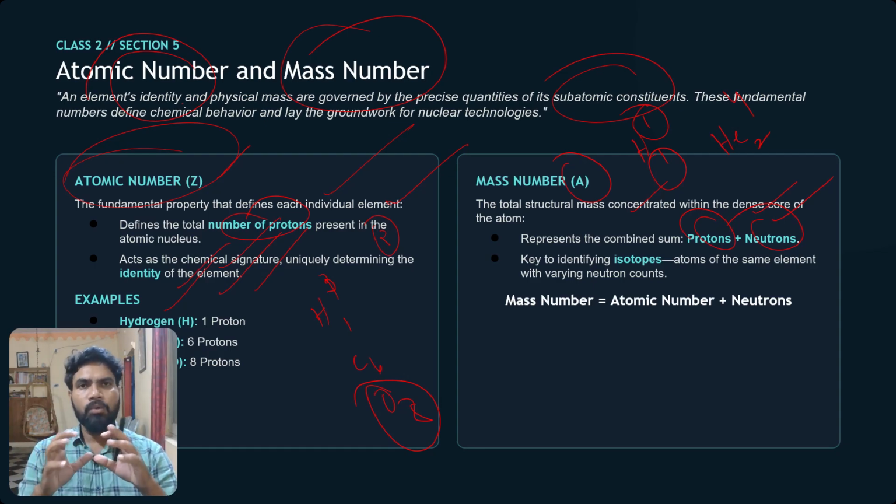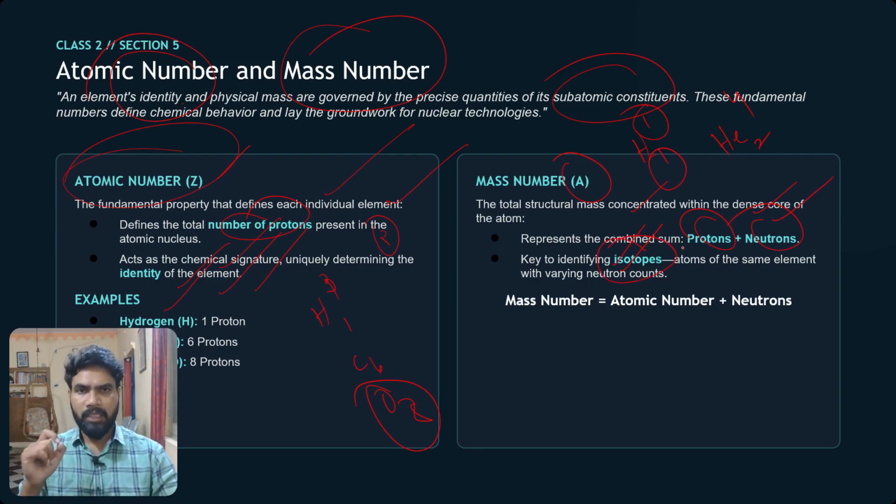Remember, most of the times the protons and neutrons will be equal. Most of the times I am saying, but sometimes there is some difference. There will be a slight difference, a 1 or 2 difference in the number of protons and the neutrons. And this number, mass number, is very important in identifying the isotopes. We will study about isotopes.